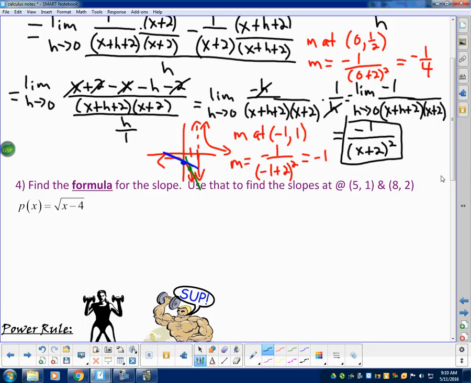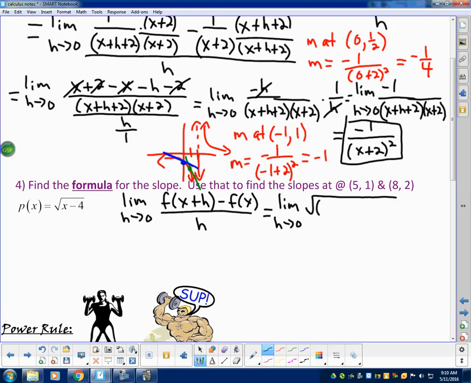So we have the formula for the slope will be what we get when we evaluate the limit as h approaches 0 of, once again, f of x plus h minus f of x over h. And so I have the limit as h approaches 0. Let's go ahead and plug in x plus h here. So I have square root. In place of x, I'm going to put x plus h, and then minus 4.